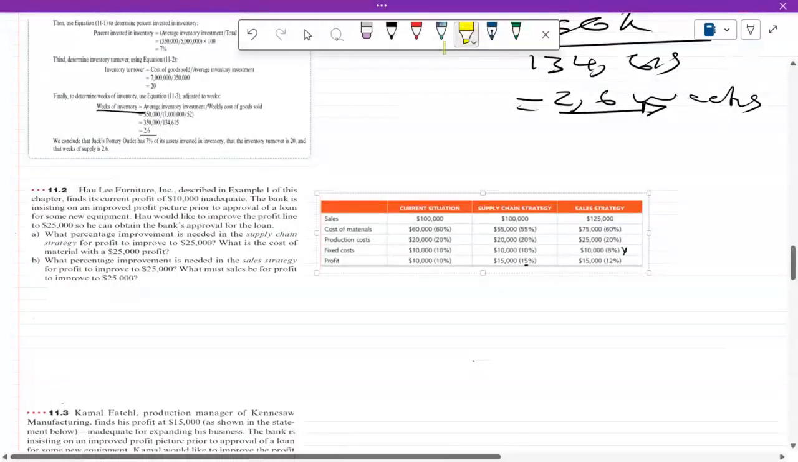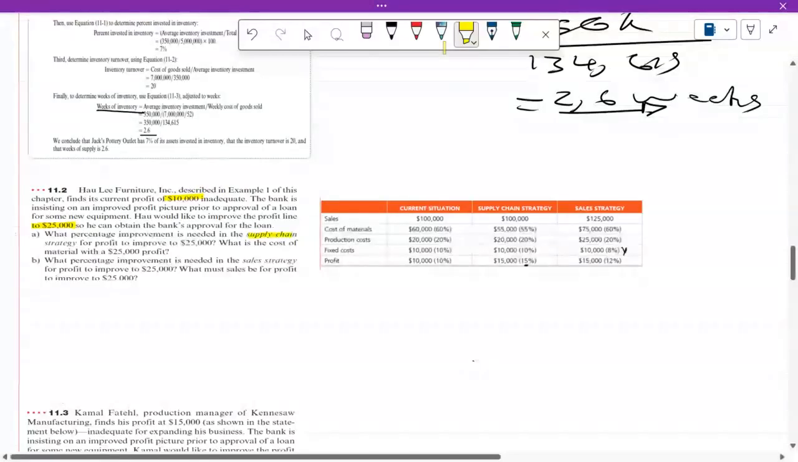Example 1 of this chapter finds current profit of $10,000 inadequate. The bank is insisting on an improved profit picture prior to approval of a loan for some new equipment. How would he like to improve the profit line to 25,000? So he can obtain the bank's approval. So he needs to increase his profits to 25,000. So what percentage improvement is needed in the supply chain?